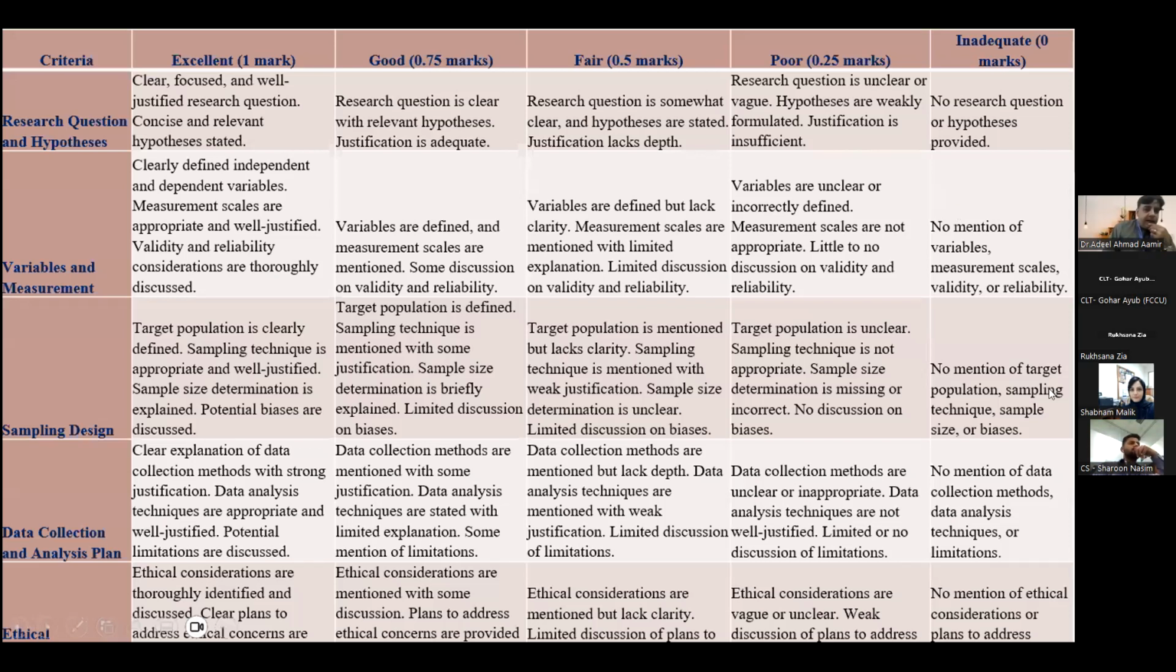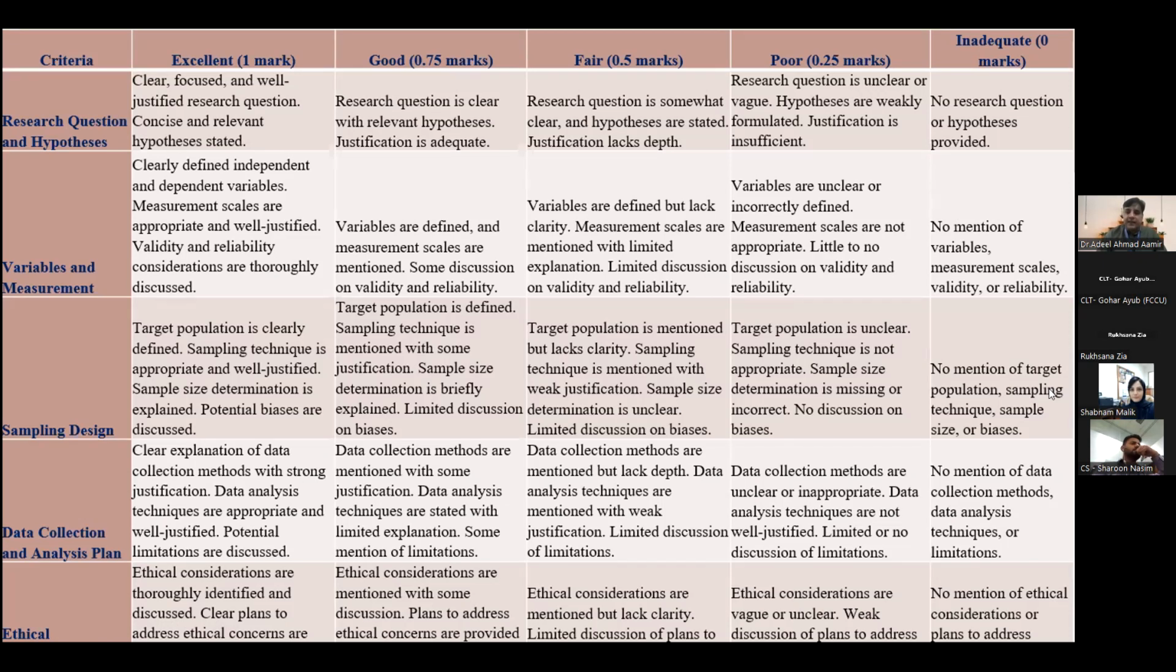There is a criteria, and then there are certain weights and remarks, like excellent 1 mark. The criteria are research question and hypothesis, variables and measurements, sample design, data collection analysis plan, and ethical considerations. So I have attached certain criteria and certain marks and remarks as well. This is what you develop in advance with your course outlines when you are deciding on your assignments.